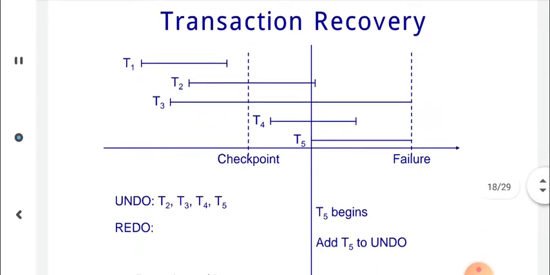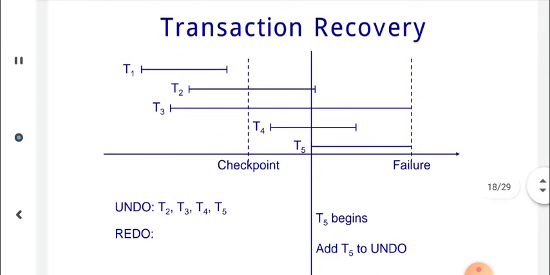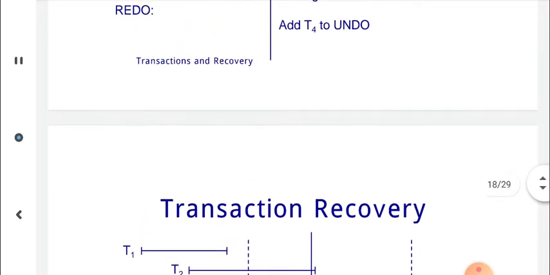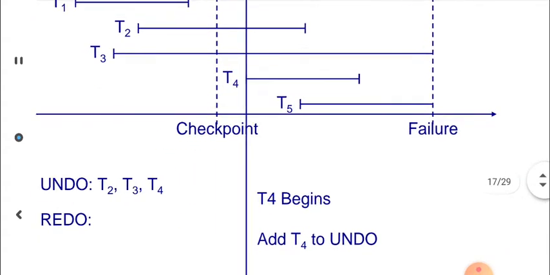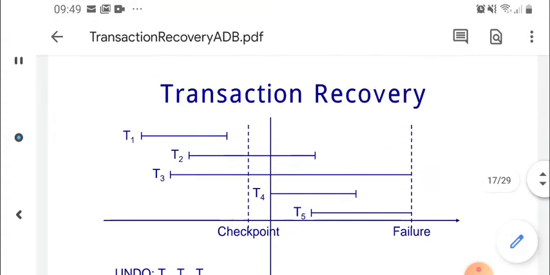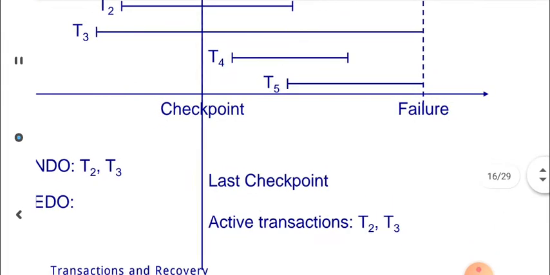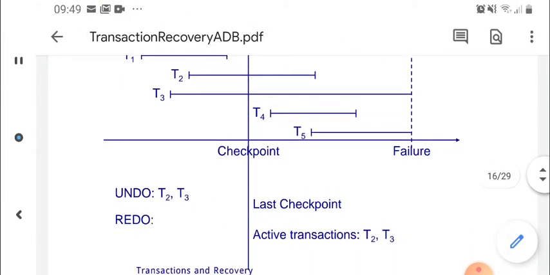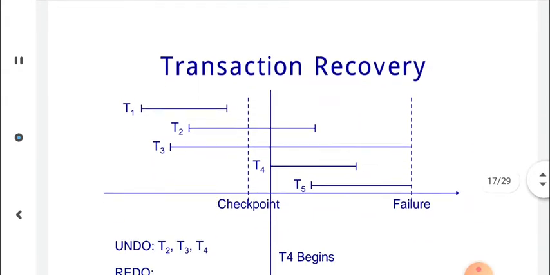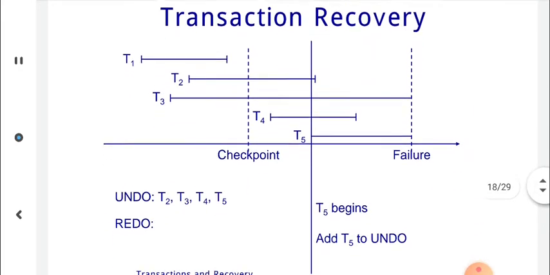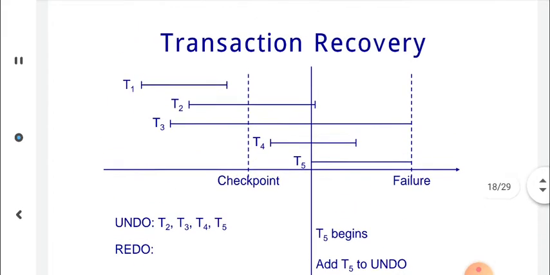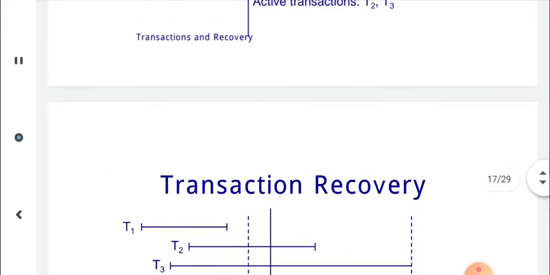And in transaction recovery, again you undo T2, T3, T4 and T5, as the checkpoint has moved. I'm moving the checkpoint to different locations. You can see checkpoints move from one end to the other, closer and then further closer and then further closer. So there are changes in this particular diagram. Take a look at it very carefully again.